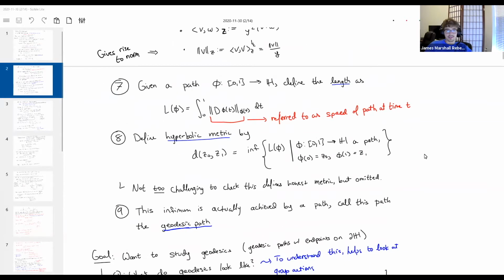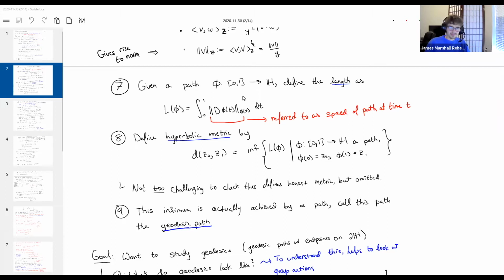Given a path from the unit interval to the hyperbolic plane, we can define its length via this integral on the unit interval of the norm of the total derivative, which is referred to as the speed of the path at time t. Once you have these lengths of paths, you can define a hyperbolic metric, which is the infimum over all possible paths connecting 2 points.